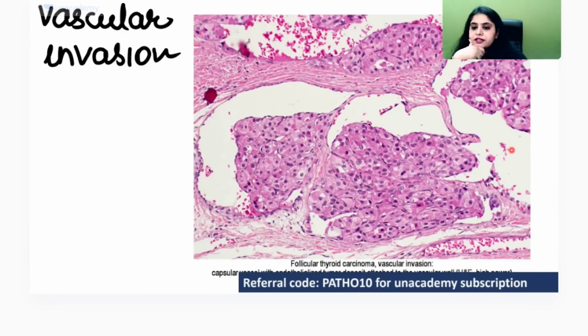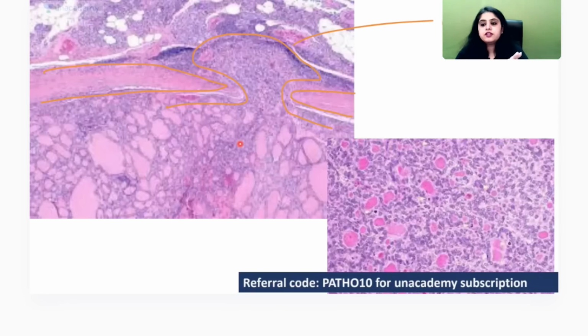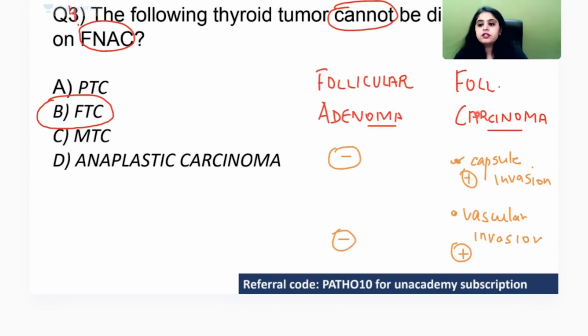Image number 2. Can you all see these red color cells? What are these red color cells? Blood vessel. Such a big blood vessel. And then who is sitting inside this blood vessel? Tumor is sitting inside it. Do you want to call it vascular invasion, follicular adenoma or carcinoma? Follicular carcinoma. So what are my two criteria? Vascular invasion, capsular invasion. If I see these two, follicular carcinoma.